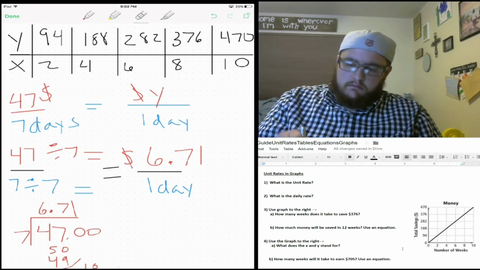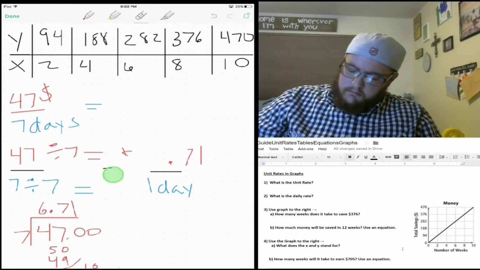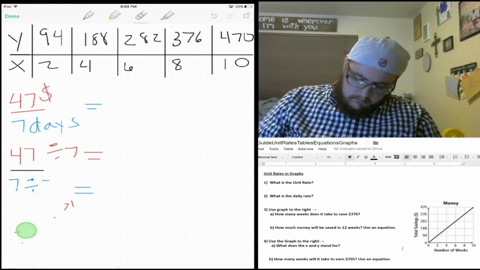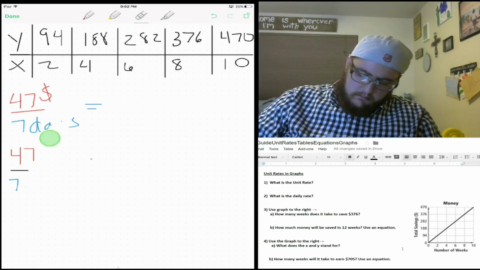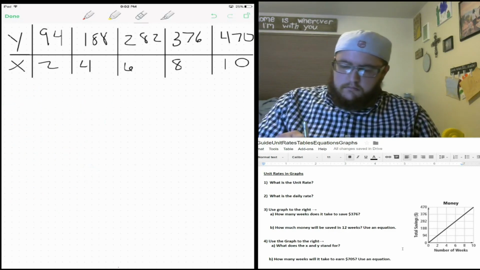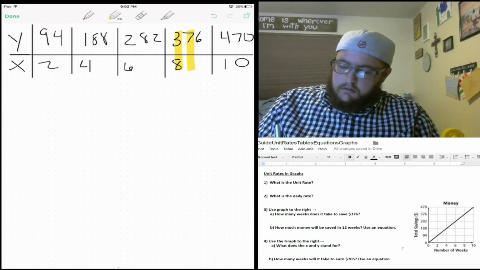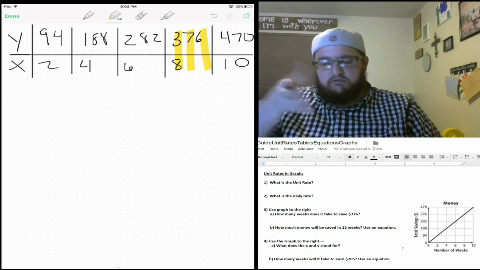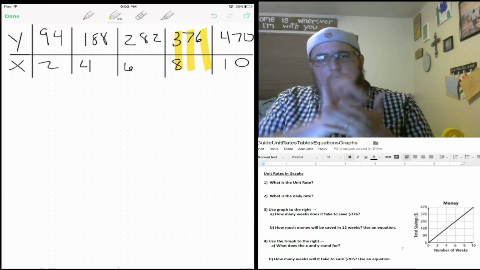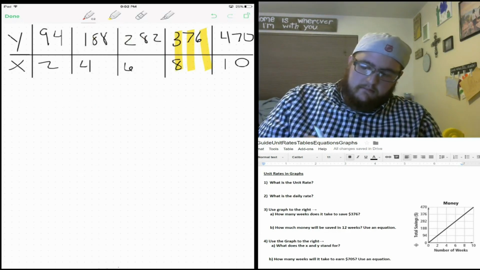So you'll notice in our table, well, let me get rid of all this first. It says to use the graph, and we can use the graph, but since we've already taken all the points from the graph and placed them in our table, we can use our table just as easily here. So notice that we've got a Y value of $376 corresponding to an X value of 8 weeks. So that means it's going to take us 8 weeks to save $376.